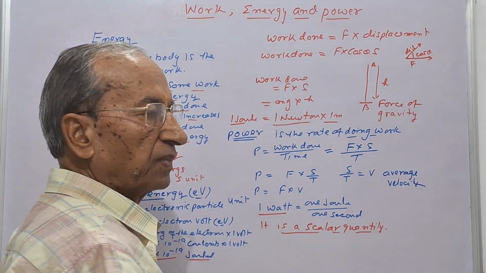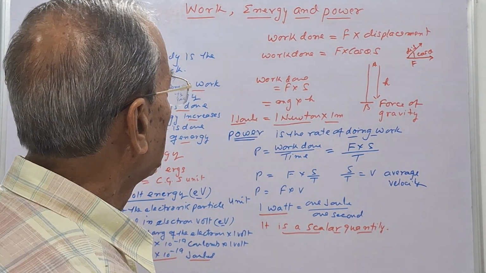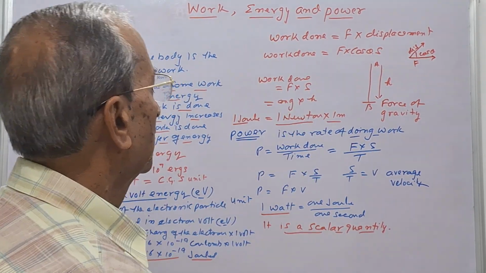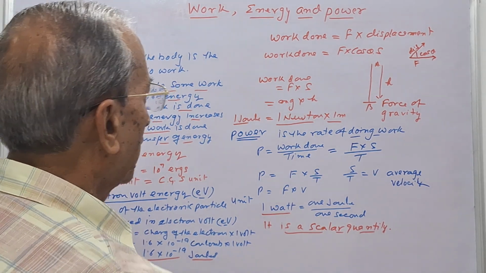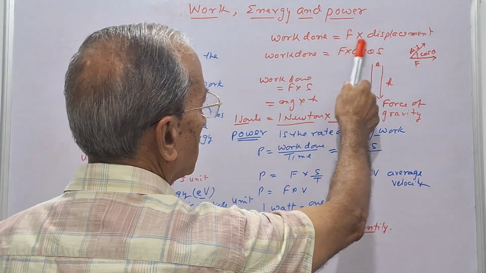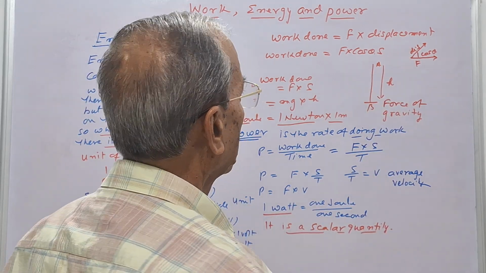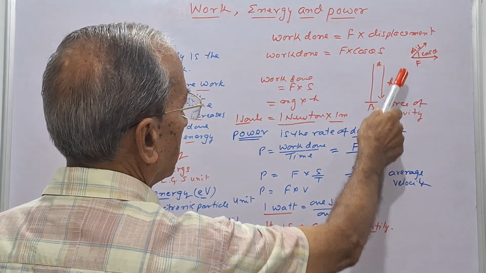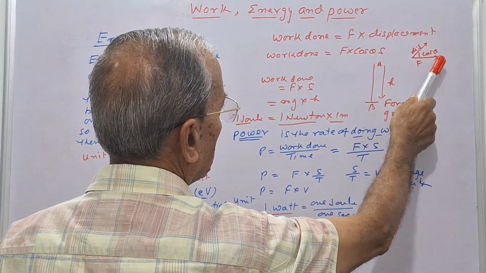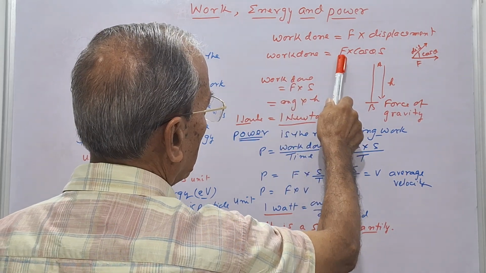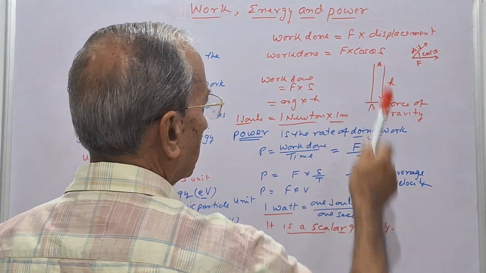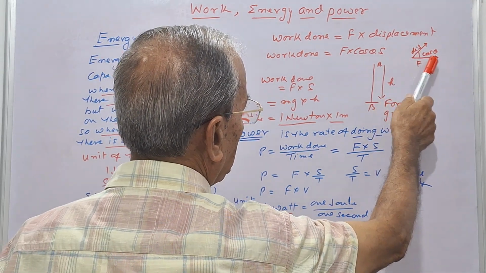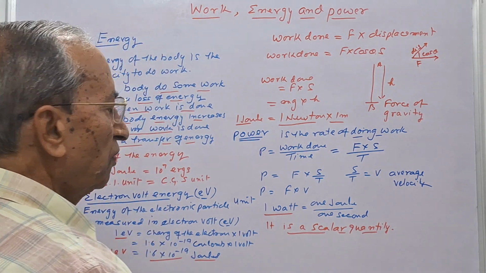In my last video, I explained work, and today I will explain power and energy. In my last video, I explained that work done is equal to force and the displacement, when the displacement is in the direction of the force. When the displacement is inclined to the force direction, then it is equal to F into cos theta into the distance. Cos theta is the angle between the displacement and the direction of the force.